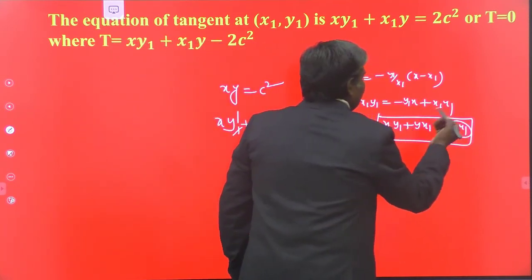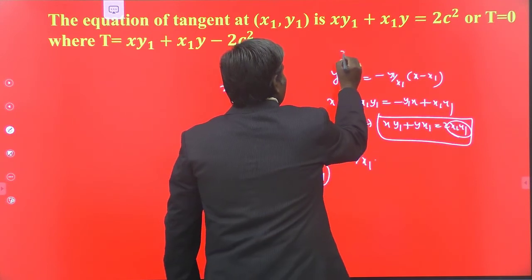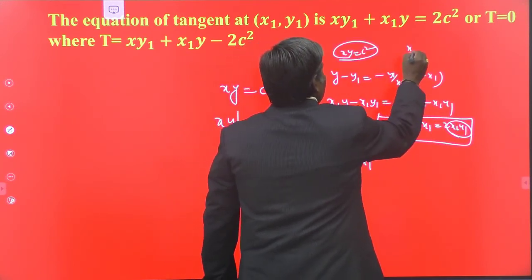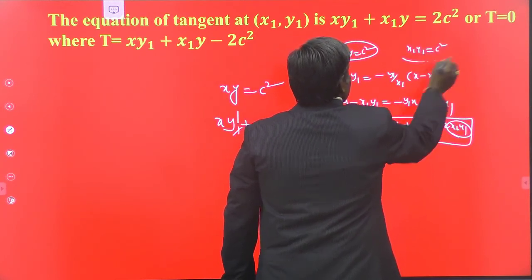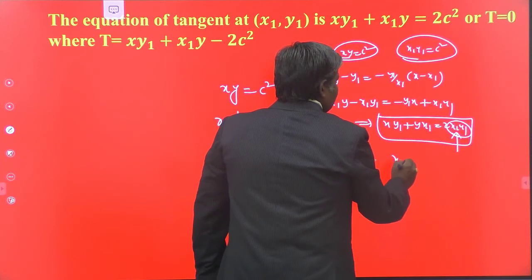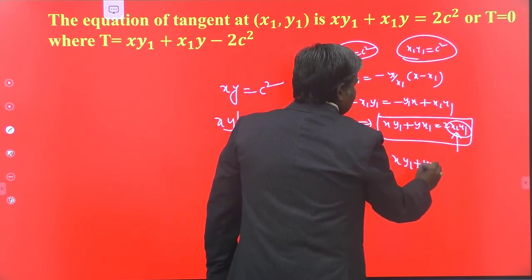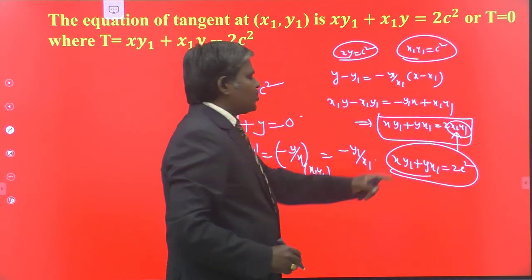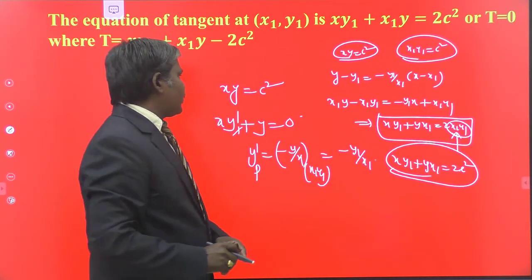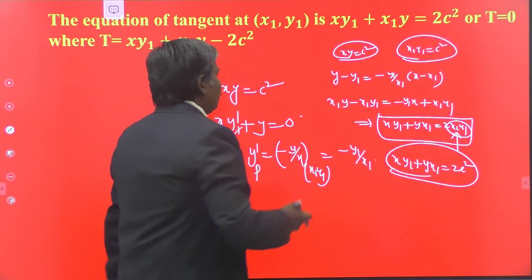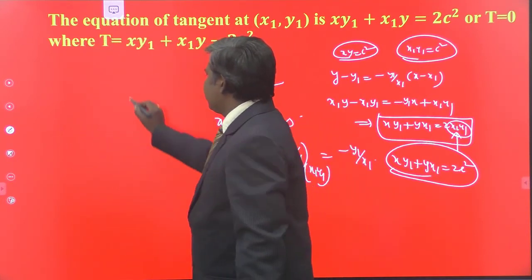On x1 comma y1, substitute in your xy equals c square. Your point x1 y1 lies on that curve, so x1 y1 is equal to c square. So instead of x1 y1 you can write c square, that is xy1 plus yx1 is equal to 2c square. This is the equation of the tangent at x1 comma y1. My dears, from this equation itself we can derive one important result.